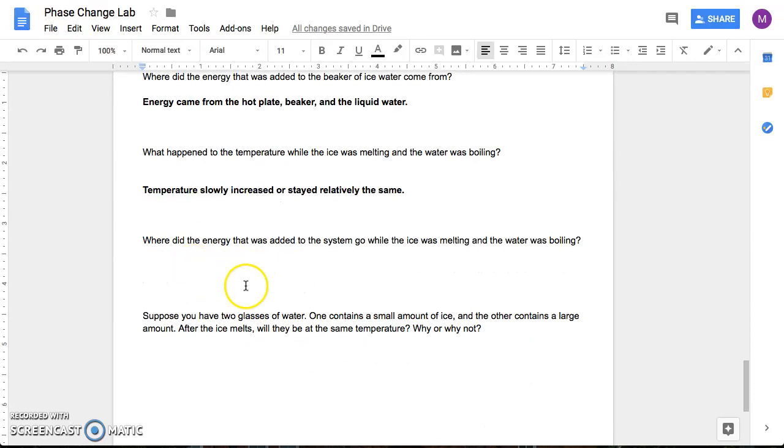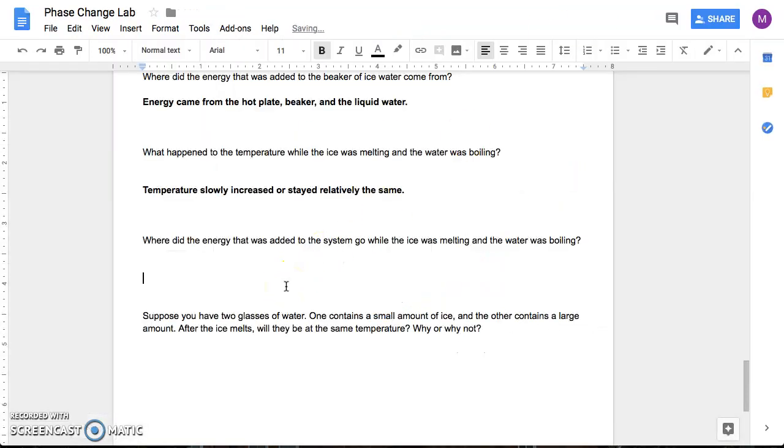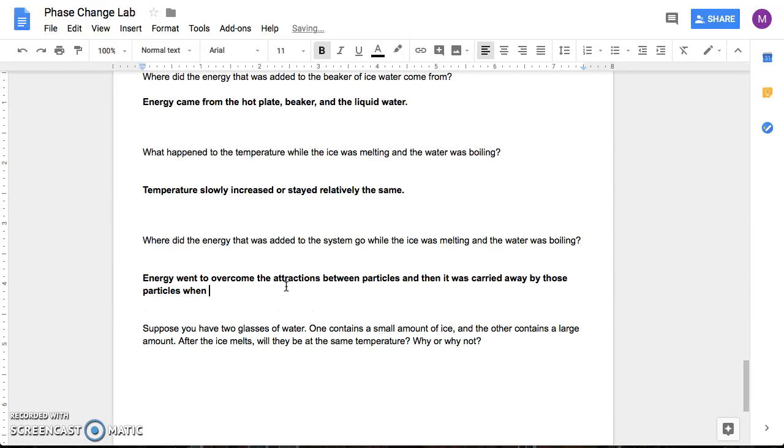In our third question, where did the energy that was added to the system go while the ice is melting and the water is boiling? So where is energy going while this is melting and while it's boiling? Well, simply, what's going on, right? It's changing phases. So to answer this question, we're going to say energy went to overcome the attractions between particles, and then it was carried away by those particles when it was transitioning states.